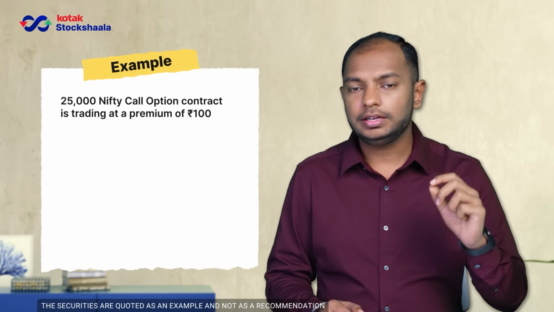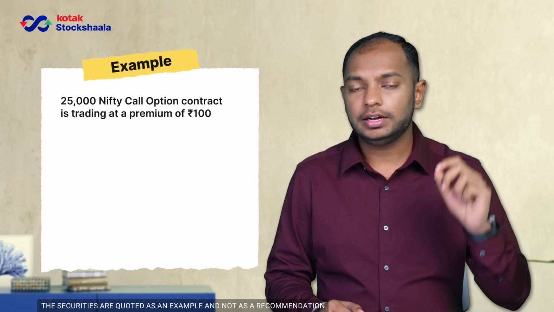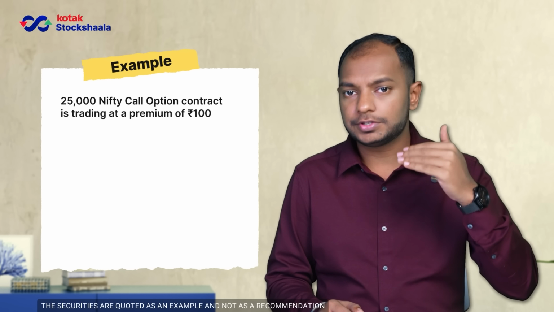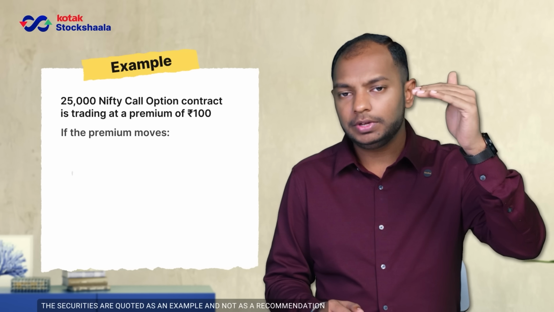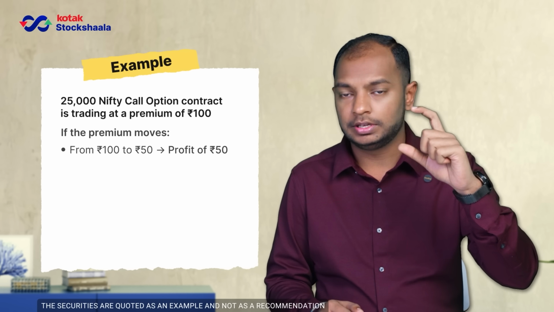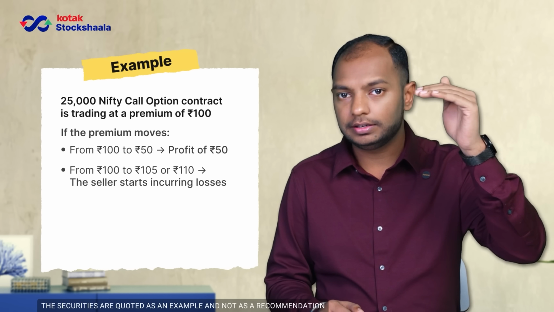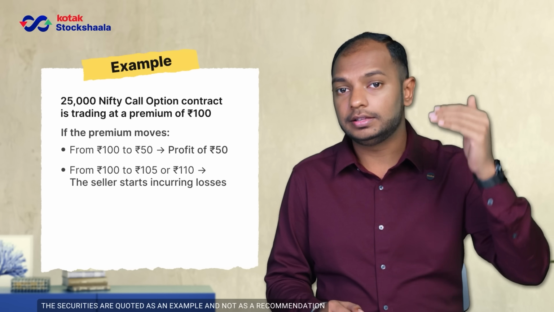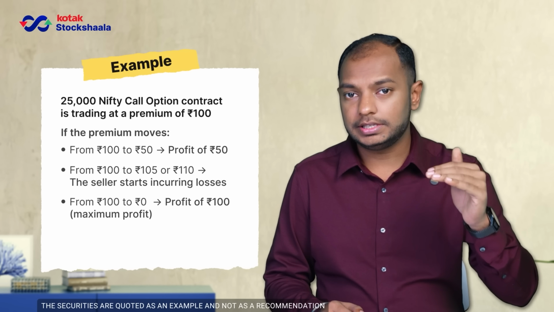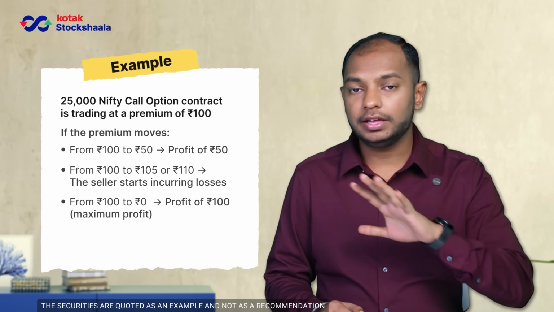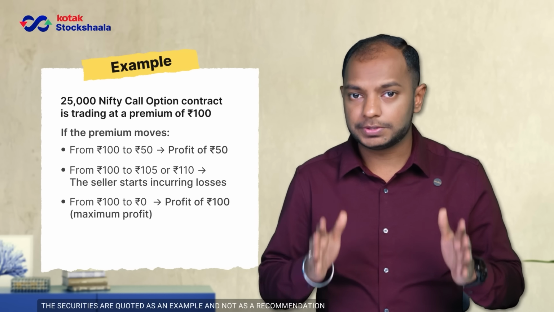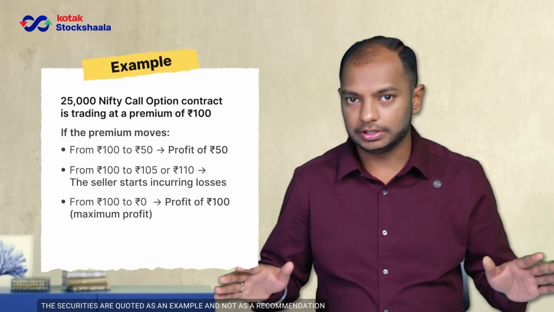For example, let's say a 25,000 Nifty call option contract is trading with a premium of rupees 100. And now imagine that I am the call option seller and I have sold this specific contract. Now if the premium goes from 100 rupees to 50 rupees, then I am gaining a profit of 50 rupees. But at the same time, if the premium starts going higher from 100 to 105 and 110, then that is when I start making losses. So in this case, if 100 becomes 0, then as an option seller, I am able to gain the entire 100 rupees premium as profit. So in this example, we understood that as an option seller, we want the contract to expire worthless.